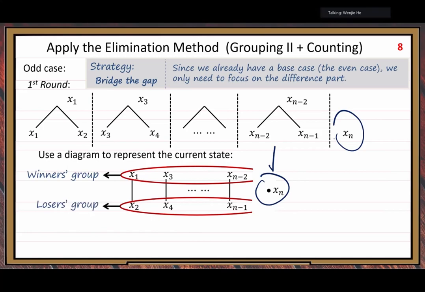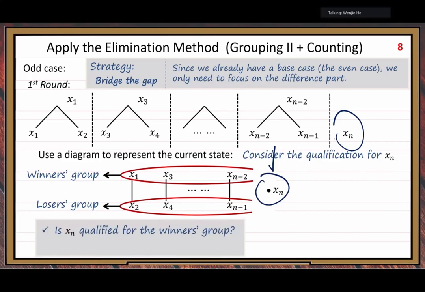So now, after we check the qualification, we can put xn in the winners group. Then for the losers group, we need to answer a similar question.